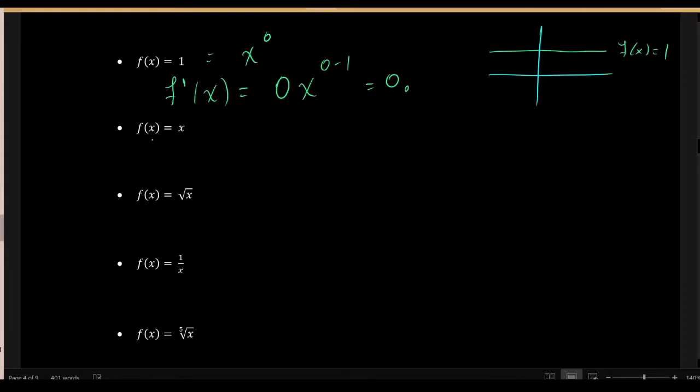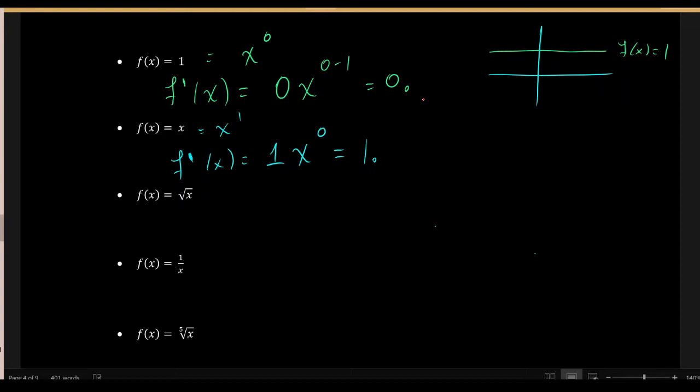What about f of x equals x, which we know now is equivalent to x to the first power? If you want to find f prime in that situation, we take that power of 1 and multiply it, and then we times that by x to the power 0. Now x to the power 0 is equal to 1, so this is equivalent to 1 times 1, which is simply 1. So if f of x is this linear function, if f of x equals x, then f prime equals 1.